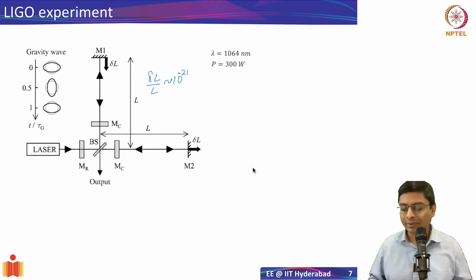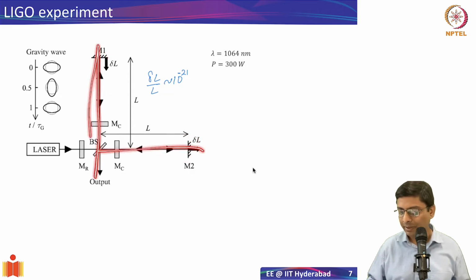So what an interferometer is, that you have a laser that is incident on a beam splitter, let's say. You split it into two beams. Okay. And they go and hit a mirror. This mirror is mounted on a suspended mass. And then you have these two mirrors. So they go and hit the mirror and come back. And then they'll interfere and produce an output.